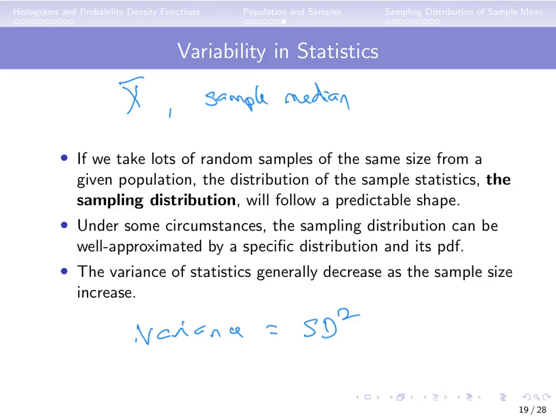Okay, so we've gone over very fundamental ideas. The next part will go over specifically what this specific distribution is for the sample means, and we will be looking specifically at sample means in the next part.